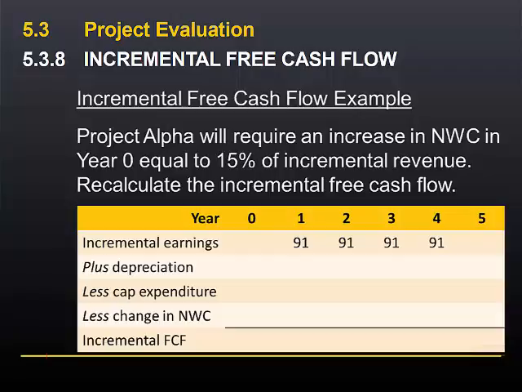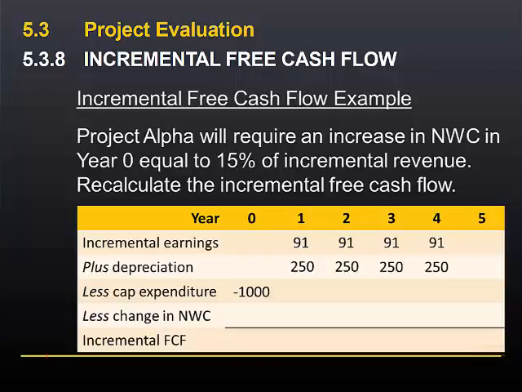This means that by injecting cash into working capital, we have a cash outflow at the beginning of the project and a cash inflow at the end of the project when that working capital is recovered. So starting with incremental earnings of $91 per year for 4 years, we add back depreciation because we subtracted it earlier when we were calculating earnings, but we have to add it back because it's not a cash flow. The capital expenditure was $1,000 in year 0, so that's a cash outflow at that point in time.